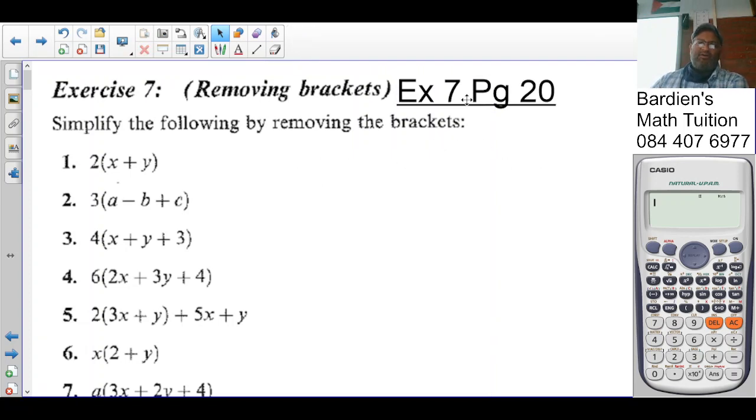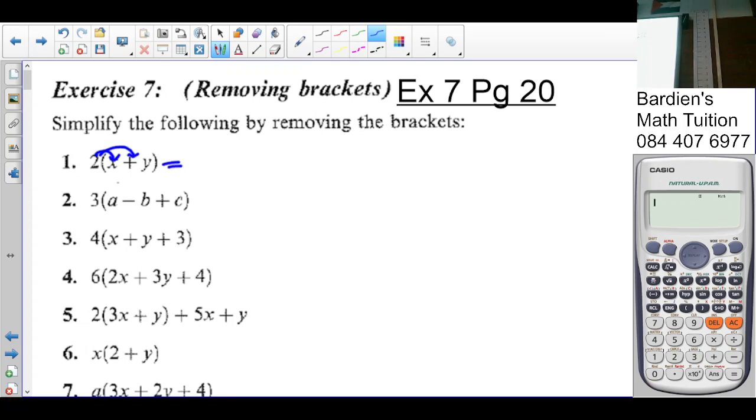Okay, so exercise 7 on page 20. They ask to simplify by removing the brackets. We stopped in the second row. We completed the second row yesterday, no? Right. What's your answer, Michael? 2x plus 2y. Yes. So what we need to do is multiply out to get rid of the brackets. 2 times x is 2x plus 2y. Absolutely. Can we add 2x and 2y? No. Why not? Unlike terms. Right. Next.